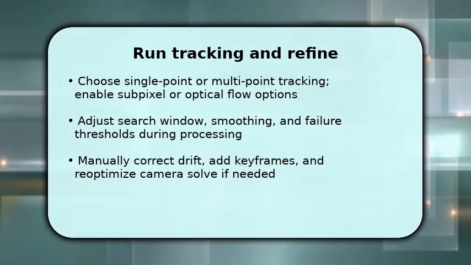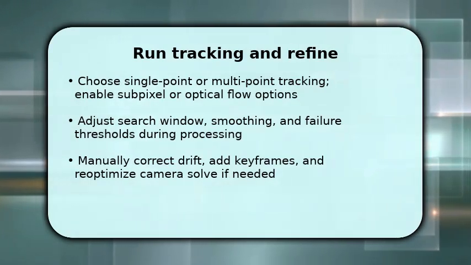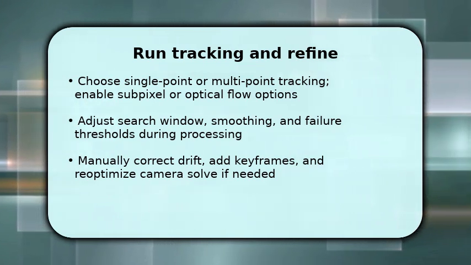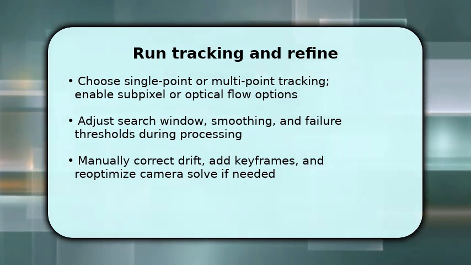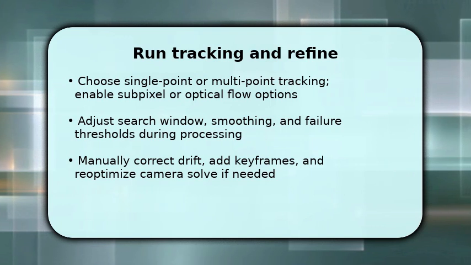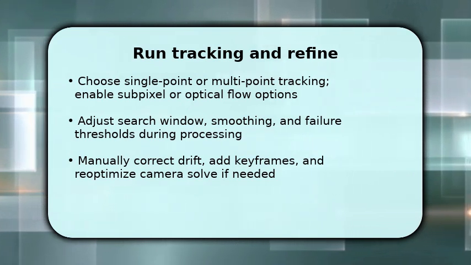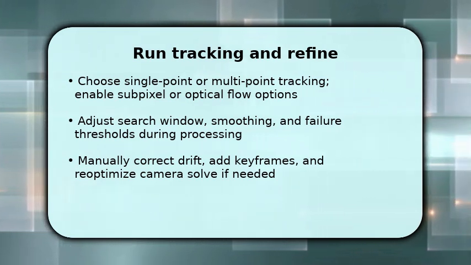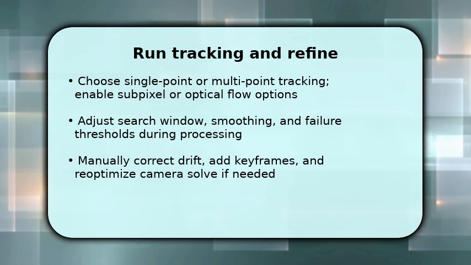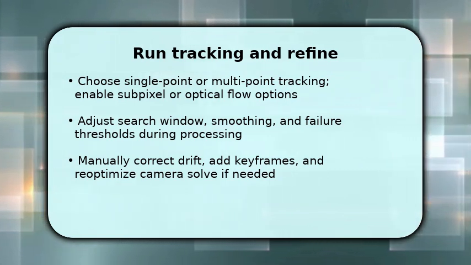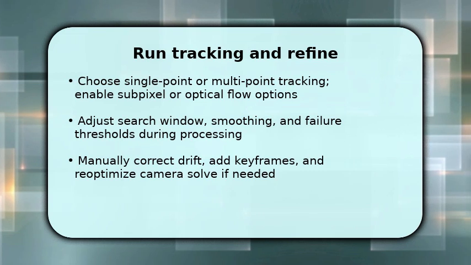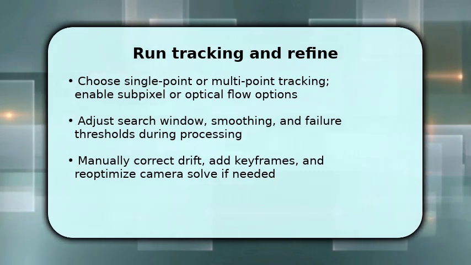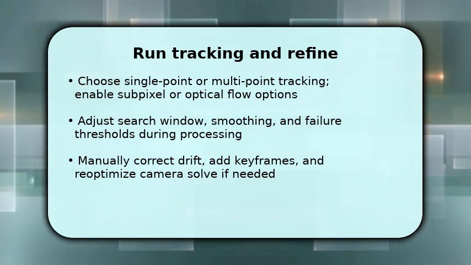Now you run the tracking pass and refine results step by step. Begin with the simplest tracker, single point, then move to multi-point or optical flow when objects rotate or deform. Subpixel refinement improves precision. While it runs, monitor search window size and failure thresholds and make real-time adjustments so the tracker doesn't jump. If drift appears, stop and add manual corrections and keyframes, then re-optimize the camera solve. This preserves scale and orientation for accurate future measurements.